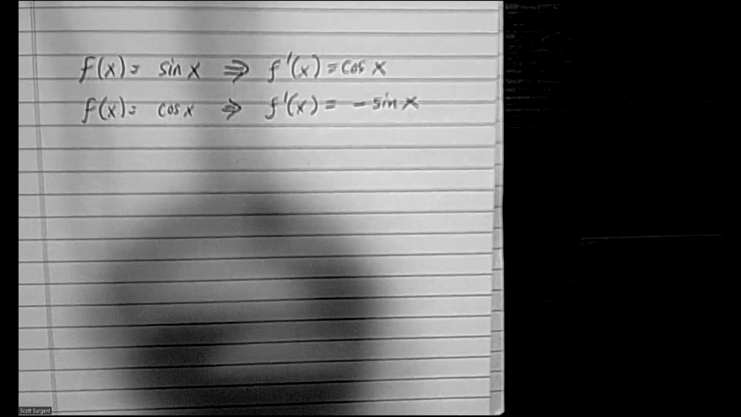So if you have a sine function, its derivative is the cosine function. If you have the cosine function, its derivative is the negative sine function. You want to get that straight.